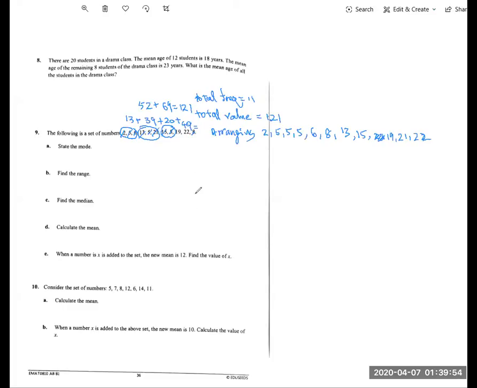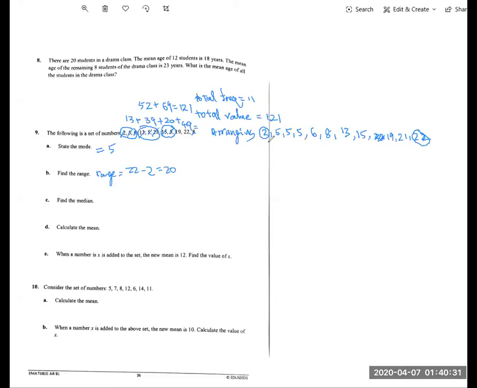Now, after you have rearranged, we can start doing the question. State the number of mode. Which one has the most number of times happen? Is number 5, am I right? So the mode is 5. The range is very simple. The biggest, which is at the far right hand number of the line, and then the far left, which is the least number. So the range is actually equal to 22 minus 2, they give you 20.